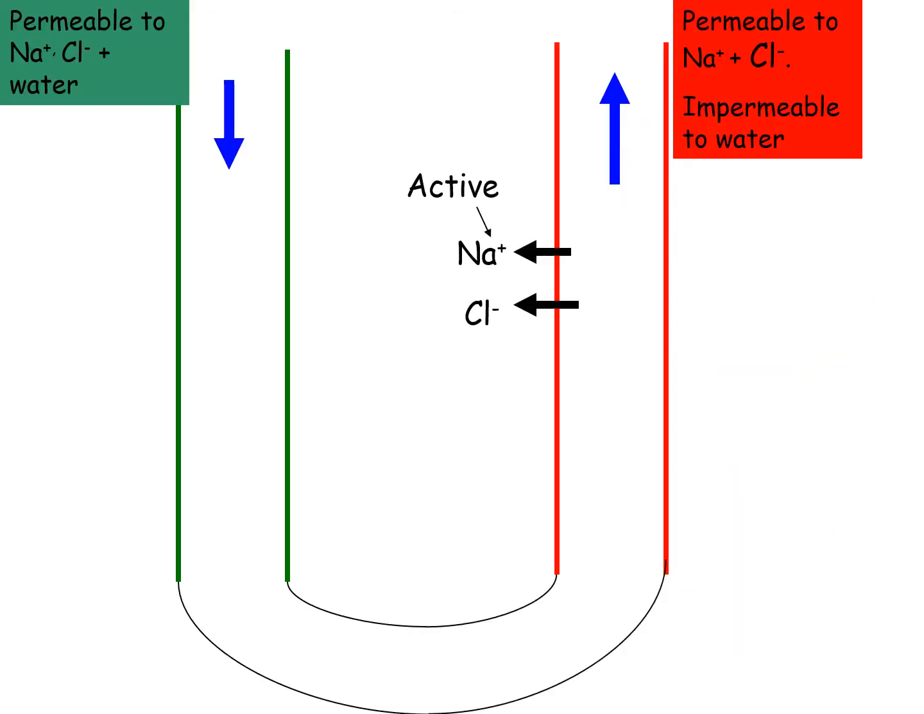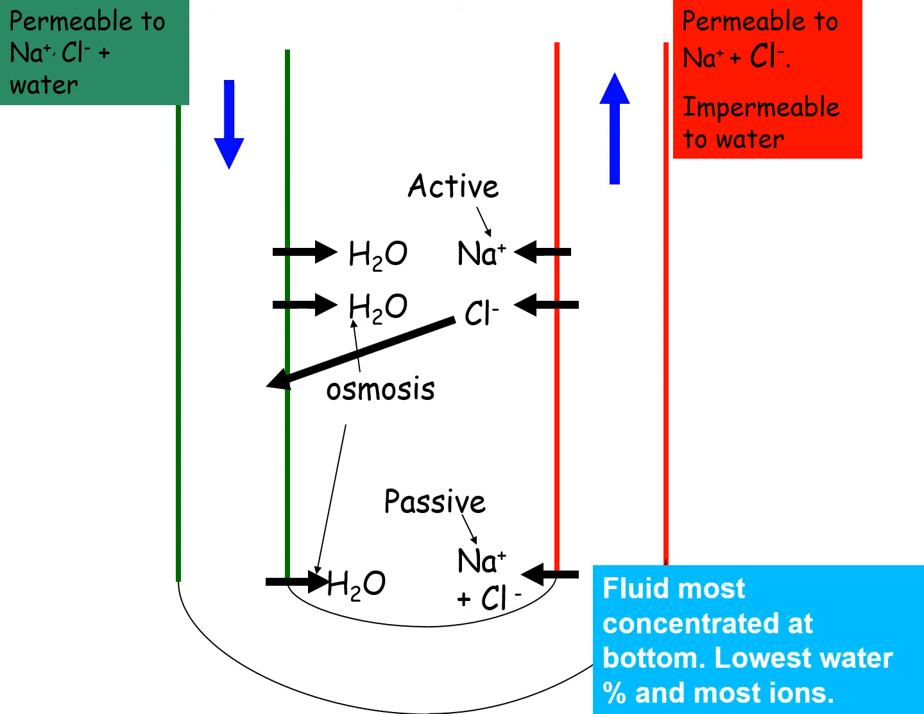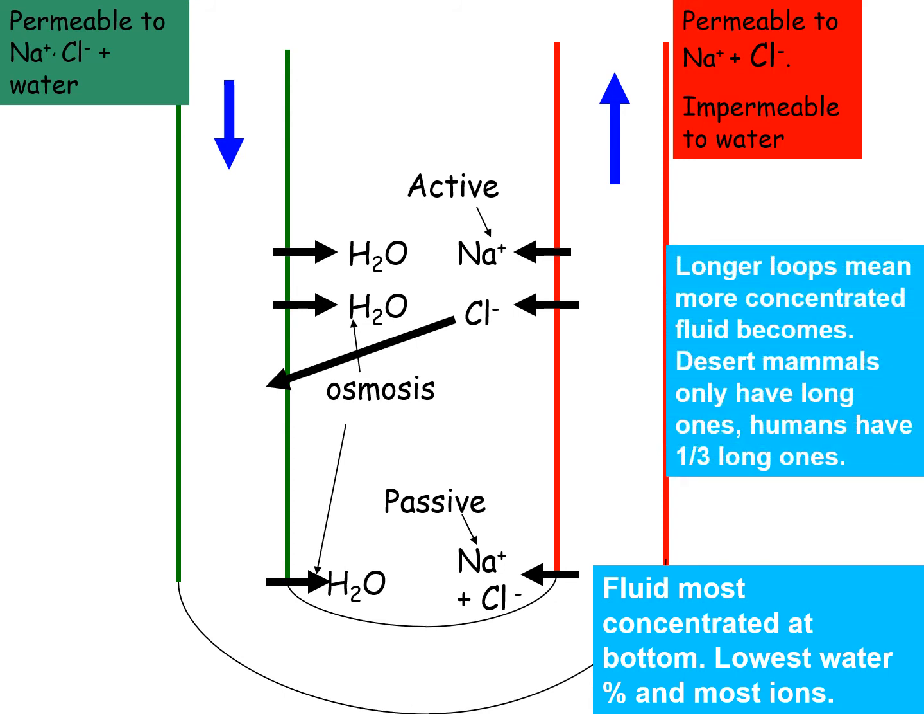So again, just a different way I showed it. We actively transport sodium and chlorine out of the ascending limb, which is impermeable to water, using carrier proteins to pump the sodium ions out into the tissue fluid. And there's passive transport at the bottom as well, I should have said. That causes water to move out via osmosis, and that causes the concentration to be highest at the bottom, because you've got the lowest water and the most ions in it.